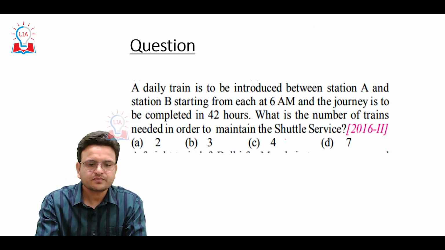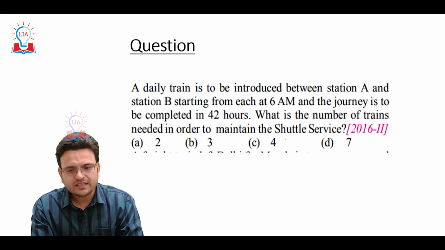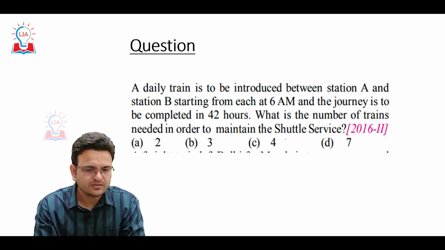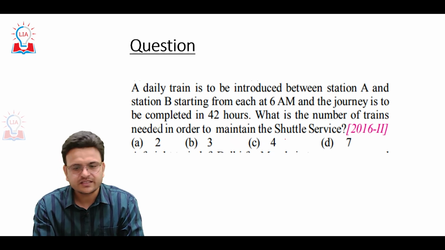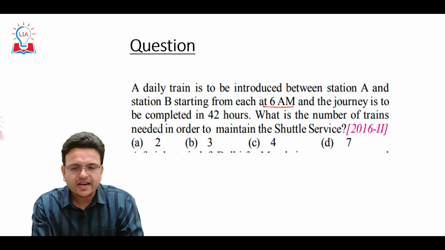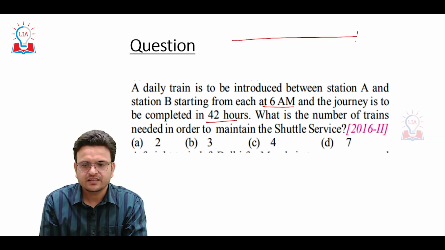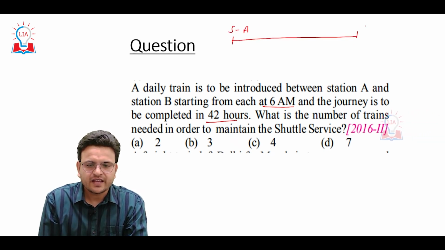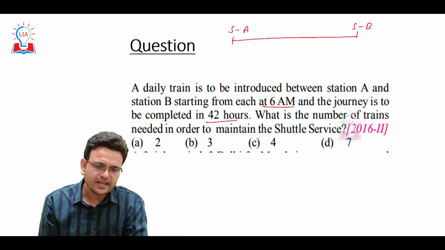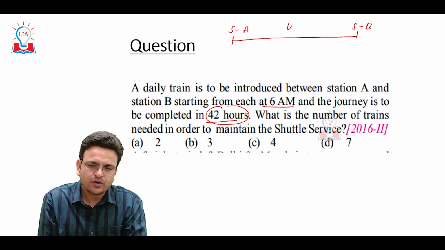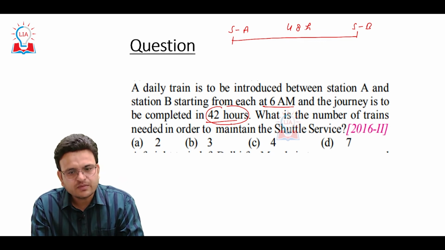Now come to one more question. A daily train is to be introduced between station A and station B, starting from each at 6 a.m., and the journey is to be completed in 42 hours. Consider from station A and station B, two trains have to be introduced. Here the time is given as 42 hours, I can consider 48 hours also. Okay, so how many minimum trains are needed?